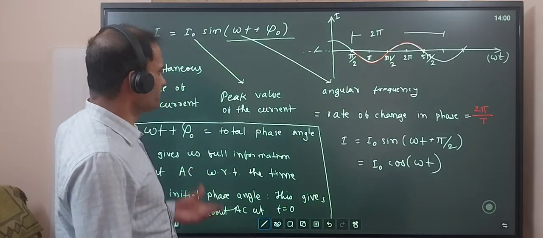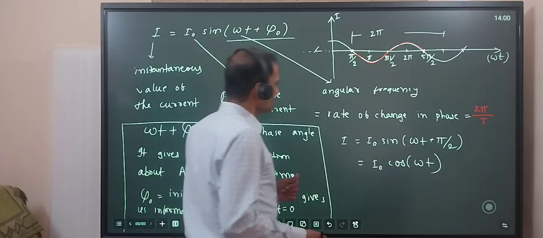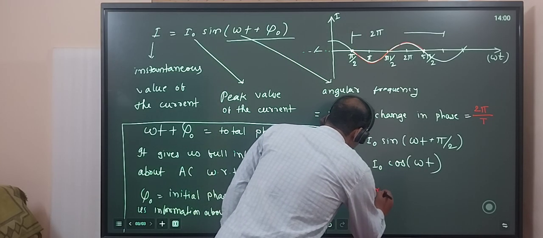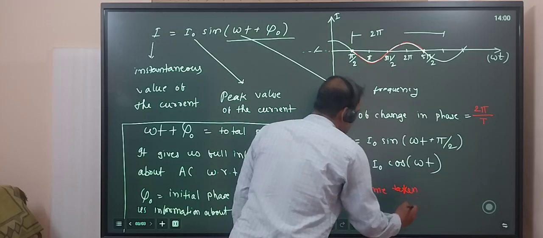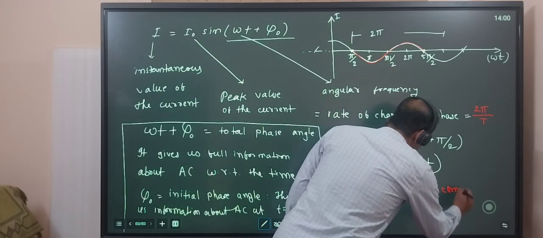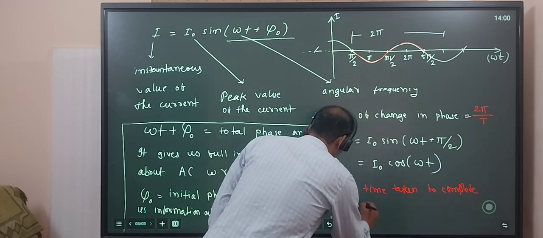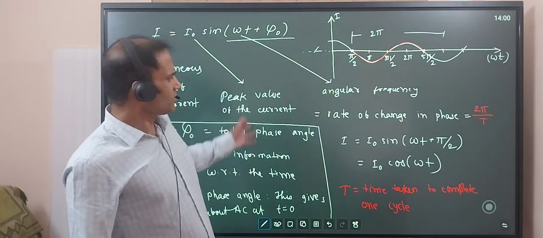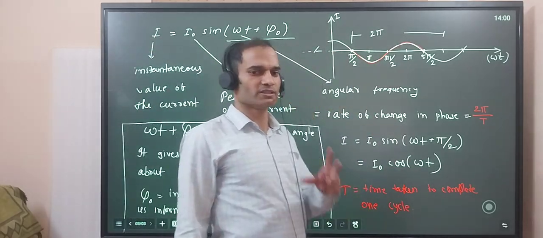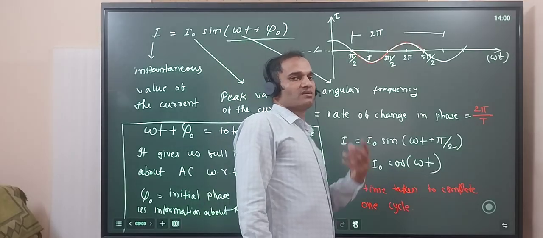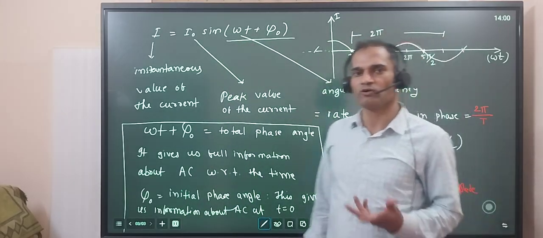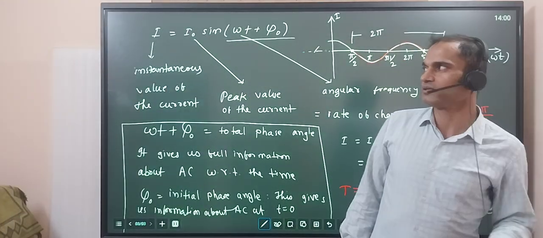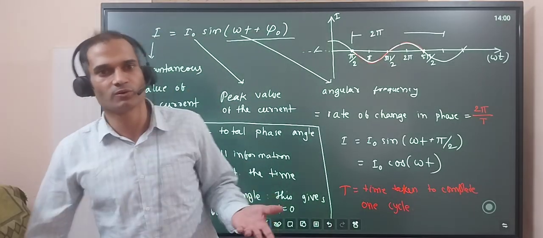So I have defined everything here. Time period is the time taken to complete one cycle. And I am talking about phase, and one thing is coming, which is called a phasor. We will discuss the phasor also. I think it is a good time to discuss the phasor, then we will go ahead.